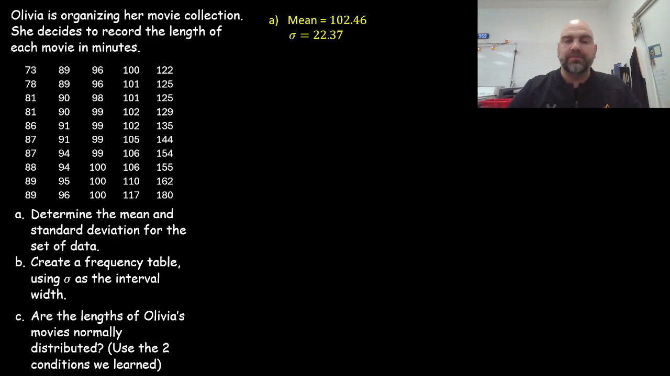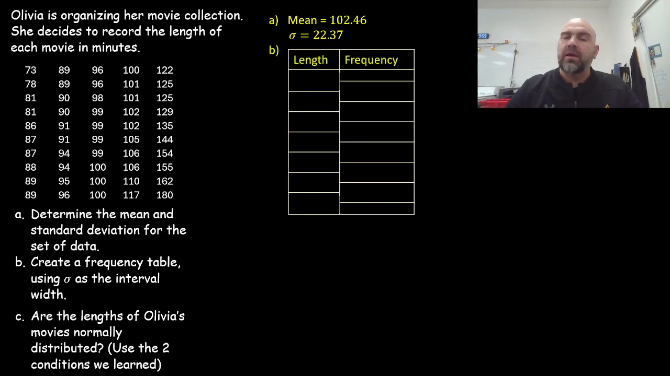So that's going to be step one when we're trying to make a frequency table. Because step B is to create a frequency table using standard deviation as the interval width, and we're going to use the mean as our base mark. So this is the frequency table that I make. I'm going to start with my mean in one of the boxes, and then I'm going to subtract the standard deviation until I get somewhere below the lowest number, and add the standard deviation until I get above the biggest number in my data set, because I want to make sure that all of the data points fit within that table.